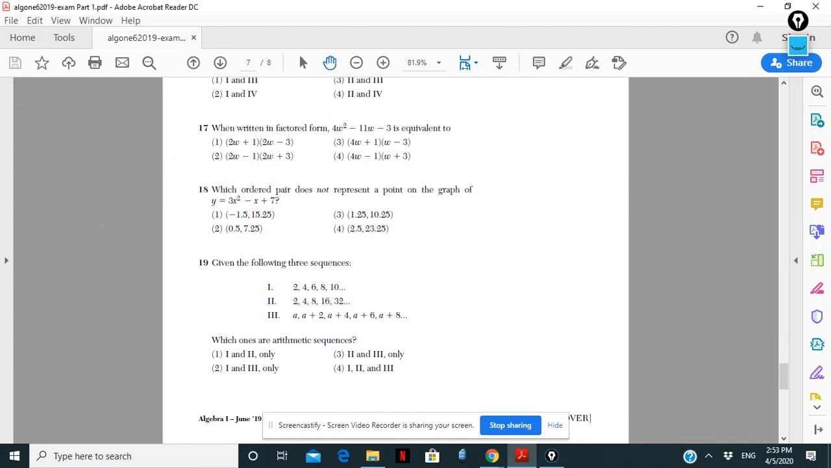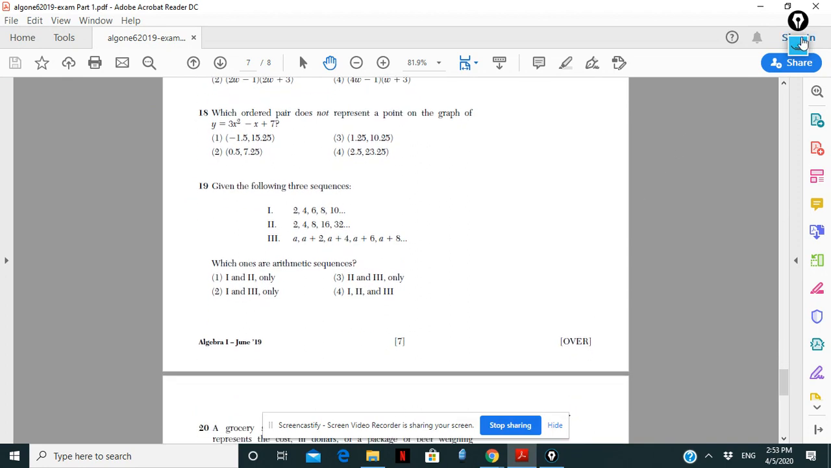Question number 18. Which ordered pair doesn't represent a point on the graph y equals 3x squared minus x plus 7? And he's giving me options, so one of those doesn't work. So what does it mean? I'm going to plug in the x value to find which one doesn't give me the same value as the y.